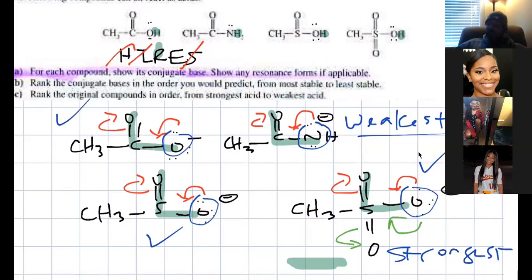Now we can look these up too to verify. I like doing that because it helps to add a little more punch to the explanation.